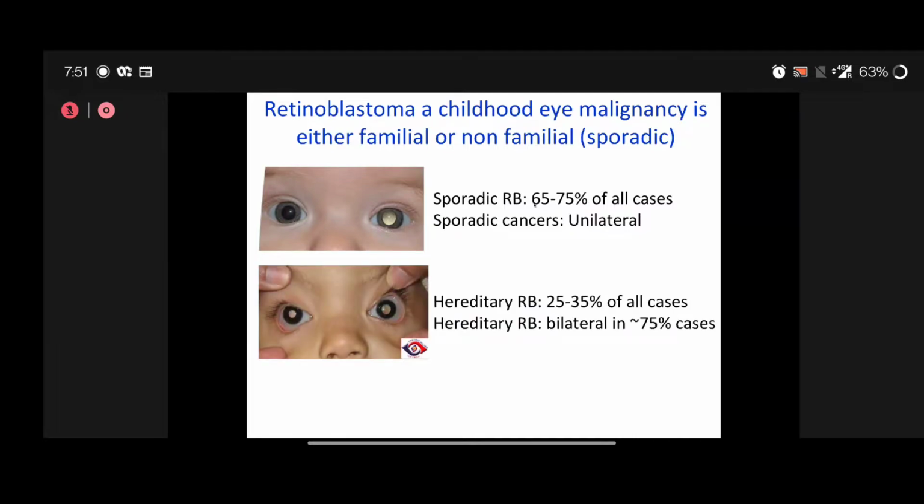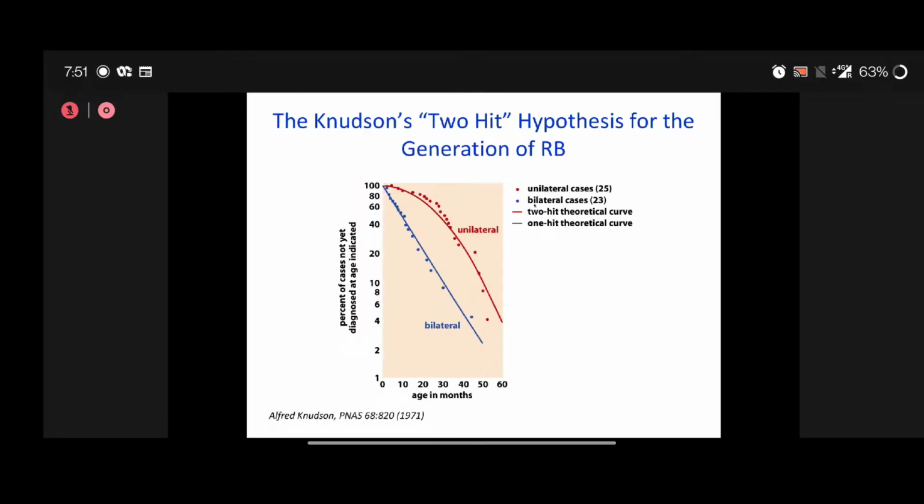So this was well known. So he started with this knowledge. And when it is bilateral, you can assume it is familial because of some genetic cause. And if it is sporadic, if it is unilateral, more often than not, it is non-genetic. So what he did is he plotted the age. So this is the percentage of cases not yet diagnosed at the age indicated. Age is in months. And these are the bilateral cases and these are the unilateral cases.